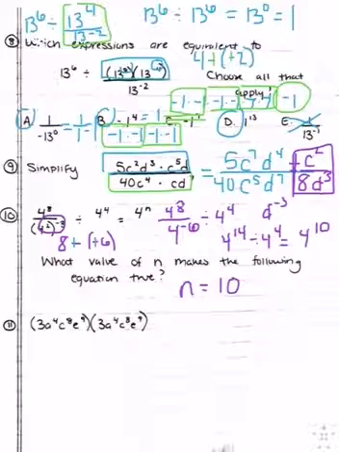And number 11, we are multiplying, so we're going to add our exponents. 4 plus 4 gives me 8, so a to the 8th. 8 plus 8 gives me 16, so c to the 16th. 9 plus 9 gives me 18, so e to the 18th. 3 times 3 gives me 9.